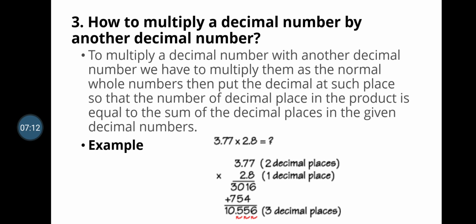Here we have two decimal numbers, that is 3.77 into 2.8. Both are decimal numbers. Okay, so normal multiplication we will do. As we do 377 into 28, what answer will we get? Normally we have to do the multiplication, so we will get 10,556.